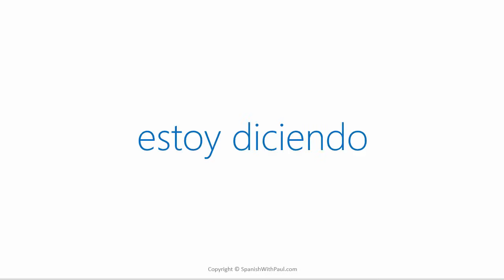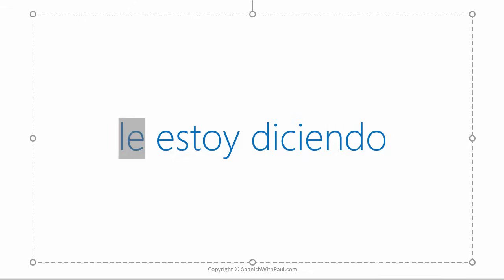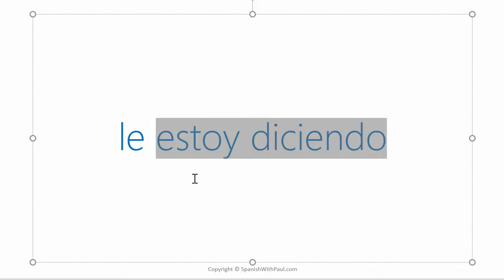How would you say, I am telling? Estoy diciendo. What about I'm telling him or her? Le estoy diciendo. Two things here. First of all, the pronoun position, just like all the others, is way up front. The second thing is that decir is a verb that tends to use the pronoun of le, because what we're expressing is to him or to her, I am telling.